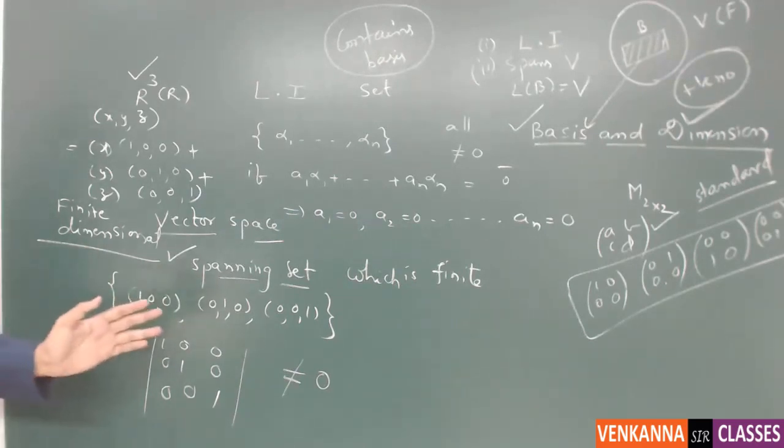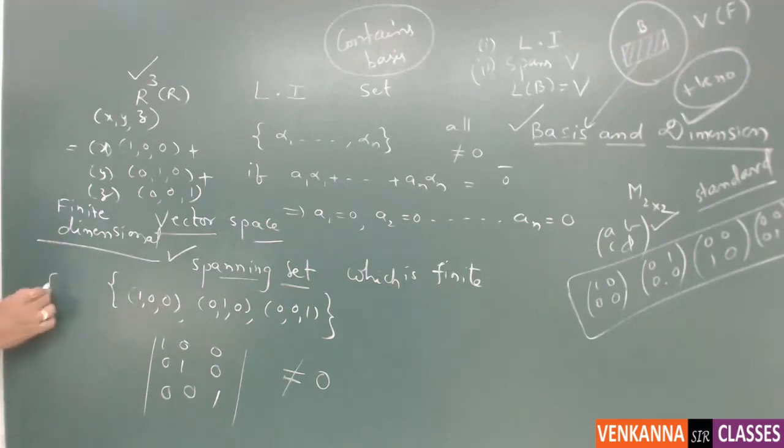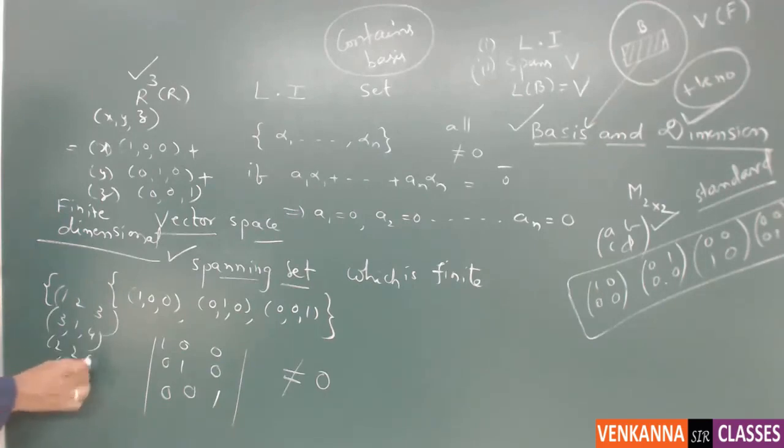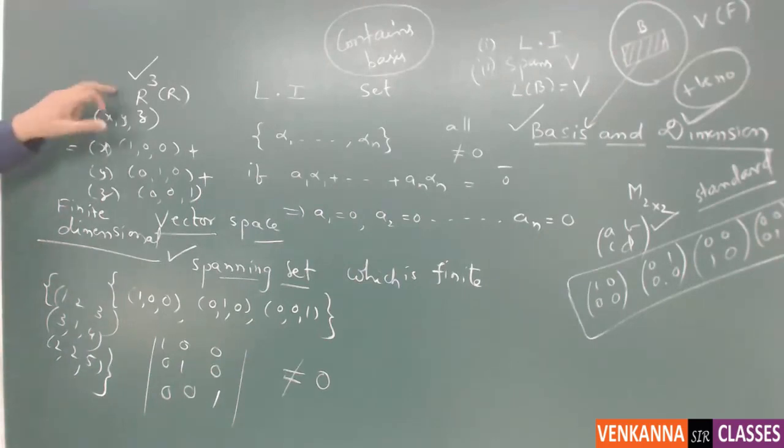Apart from this, if you take any other basis, let me say suppose (1,2,3), (3,1,4), (2,2,1) or (2,2,5), let me say this is a basis for R cubed over R. It is also linearly independent, you can check the determinant, and it spans R cubed over R. So this is also a basis; you can count that there are exactly 3 vectors in it, hence it becomes a basis, right?